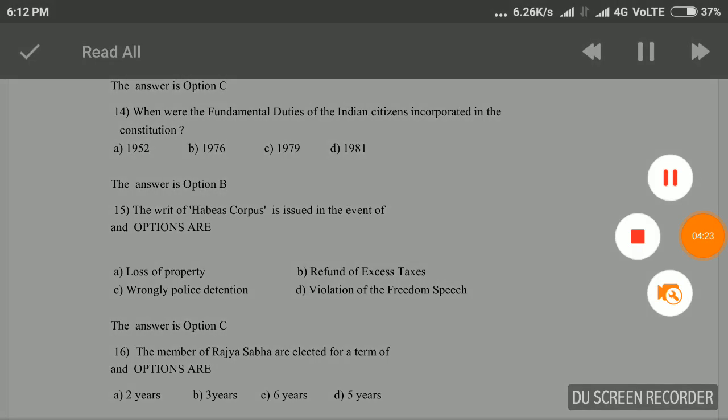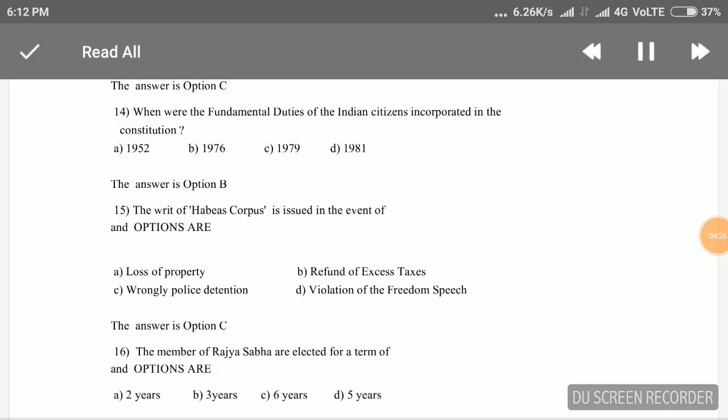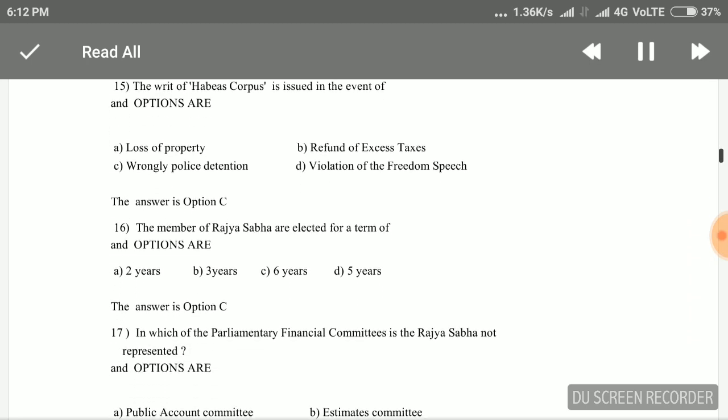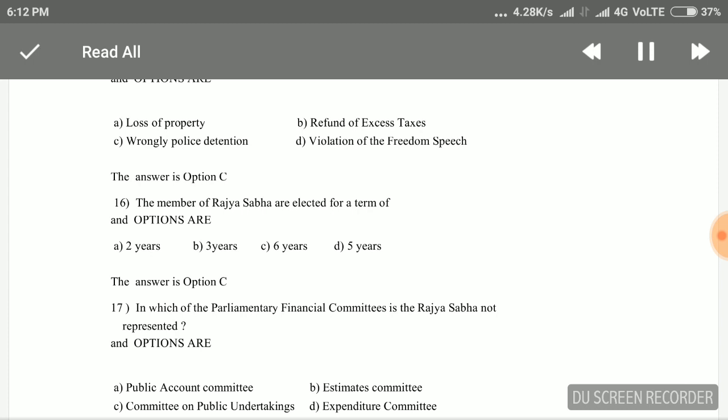16. The members of Rajya Sabha are elected for a term of. And options are A. 2 years, B. 3 years, C. 6 years, D. 5 years. The answer is option C.